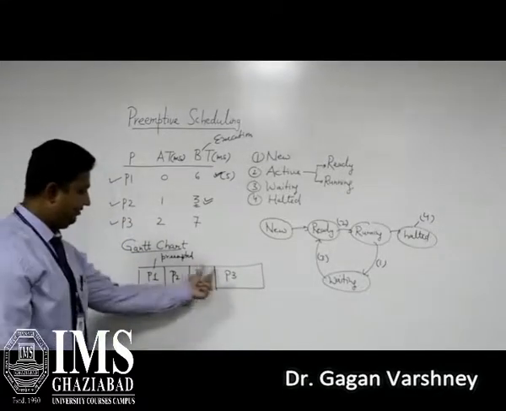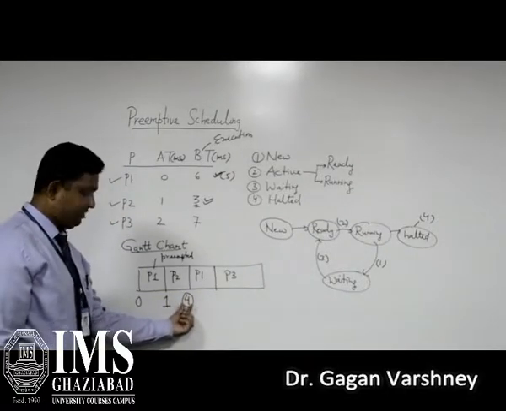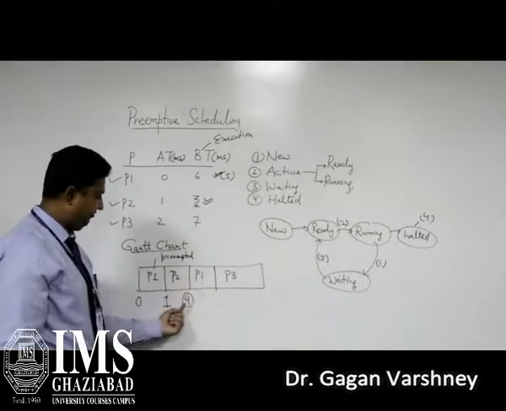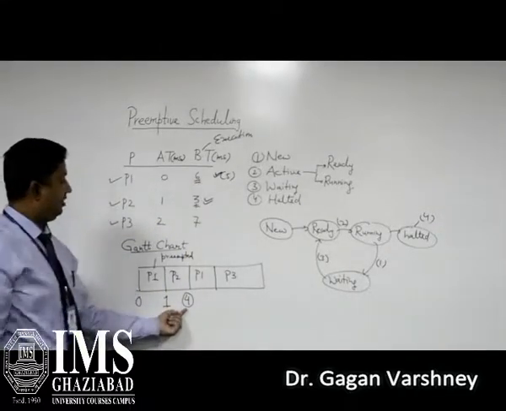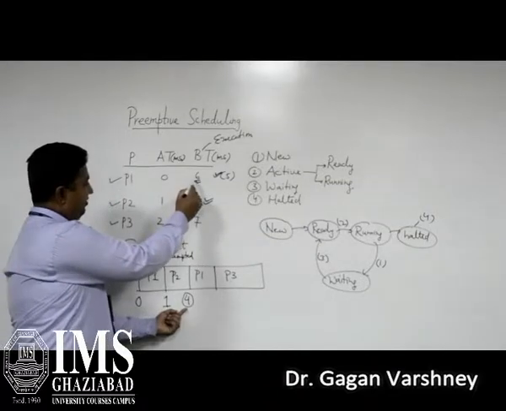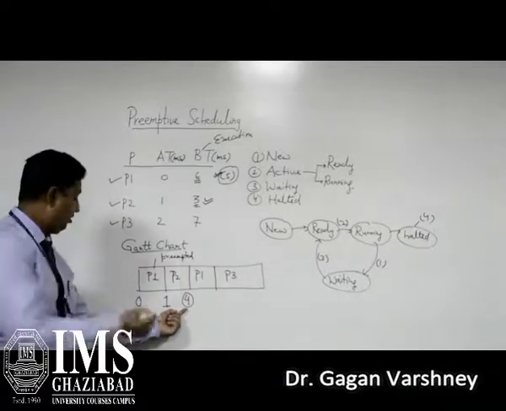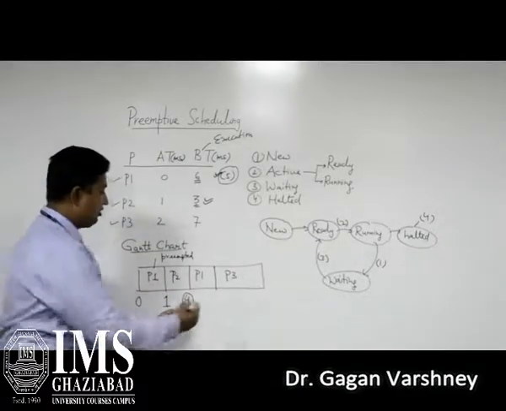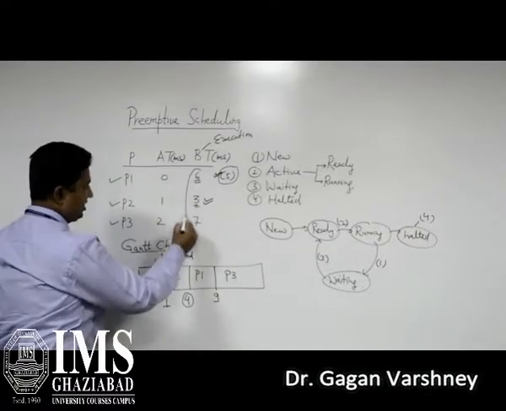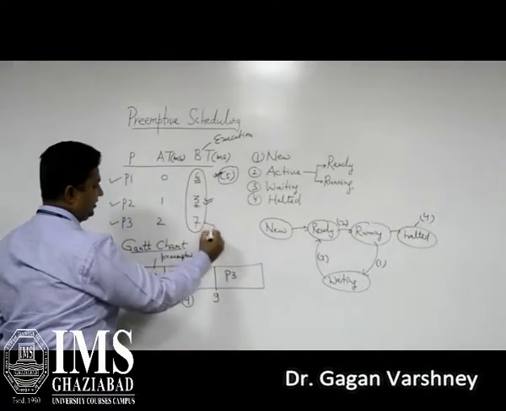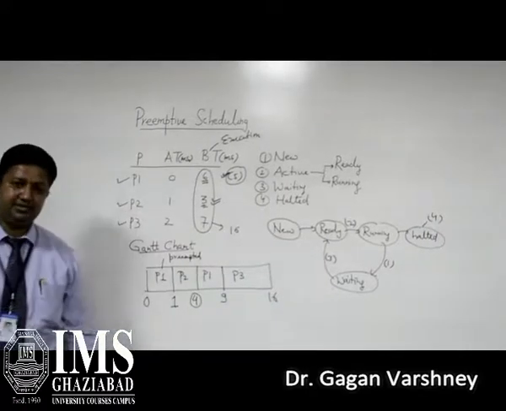Right? So what will be the waiting time for process P3? It will be the waiting time of process P1, 4, plus the execution time of process P1, which is 5 milliseconds, because 1 millisecond has already been executed. So it should be 9, and the total execution time for processes P1, P2 and P3 is 16 milliseconds.